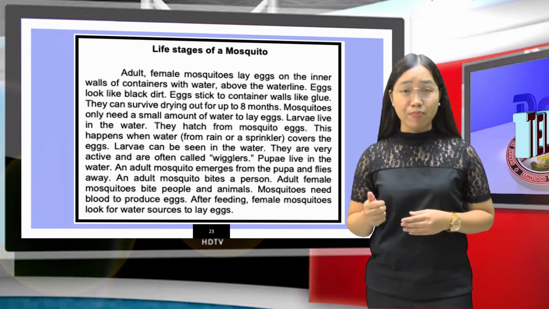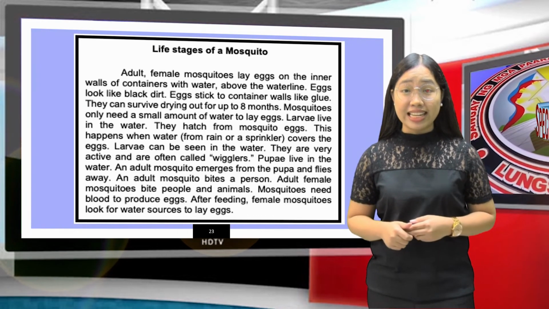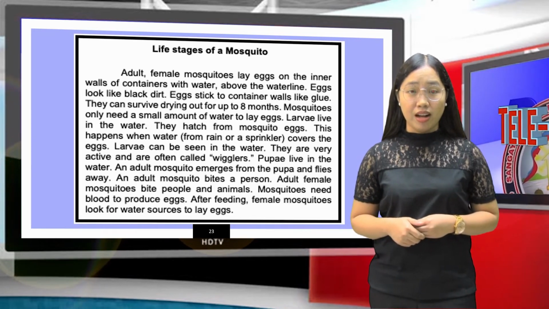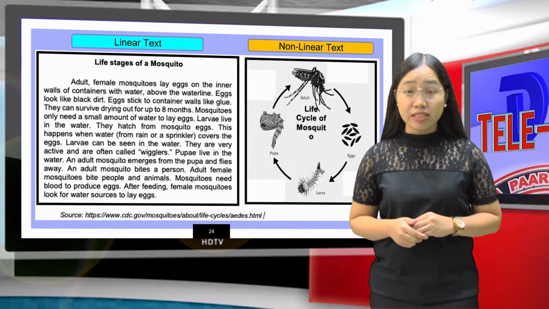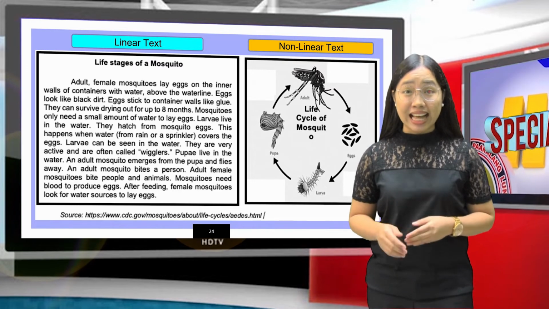Now, look at the example. Try to apply the steps in transcoding the information in this linear text to a non-linear one. Alright? Wonderful! This linear text about the life stages of a mosquito could be transcoded in this type of non-linear text.